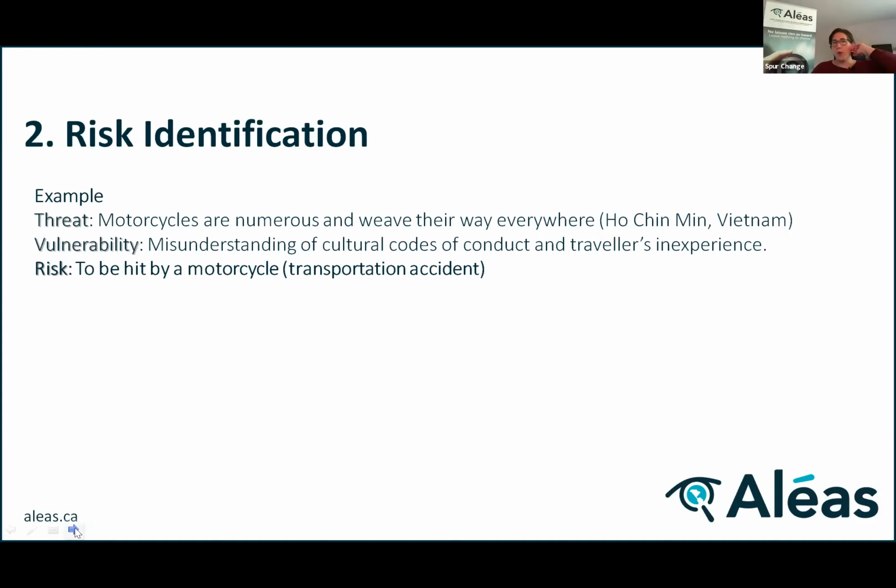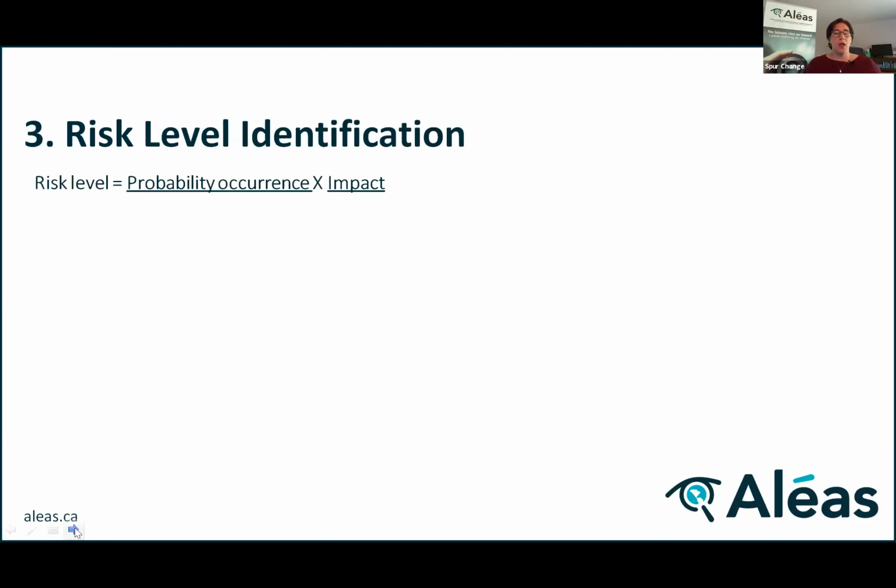Another example are the motorcycles in Ho Chi Minh in Vietnam. They're very, very prominent, very, very present. And my vulnerability is because I don't understand the codes, the road codes, how people drive, and I'm very inexperienced. So my risk is to be hit by a motorcycle, very present. Now, how much of a risk is it to me? To measure that, I need to understand the probability of the risk to happen or unravel and the impact, the potential impact it may have on me.